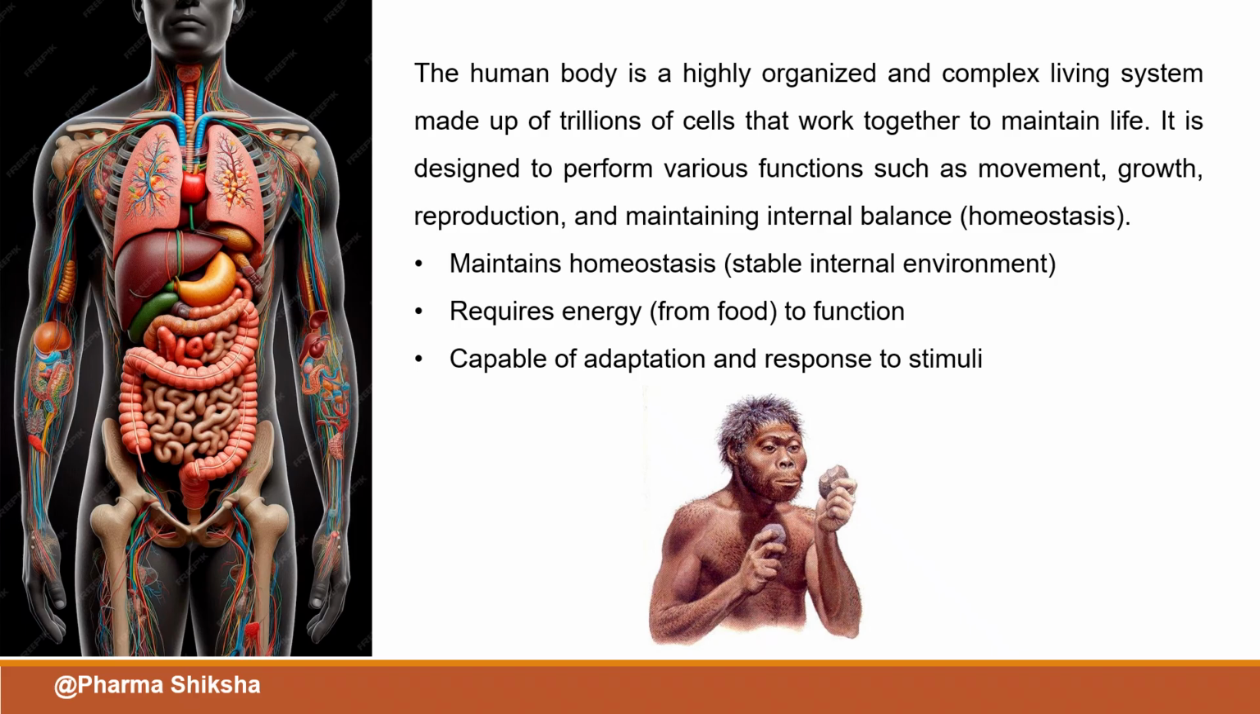Now let's understand some key features of the human body. The first point is maintaining homeostasis, which keeps the internal environment stable even when the external conditions change. The second is that the body requires energy to function, and this energy mainly comes from the food we eat. Third, the body is capable of responding to stimuli and adapting to changes in the environment. So overall, the human body is a well-organized system that continuously works to sustain life and balance.